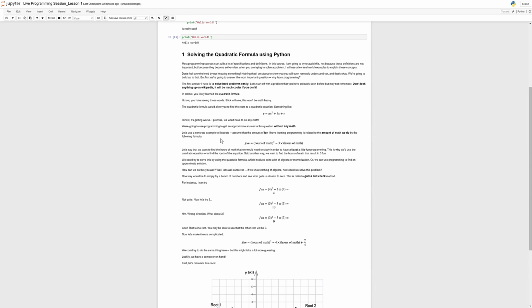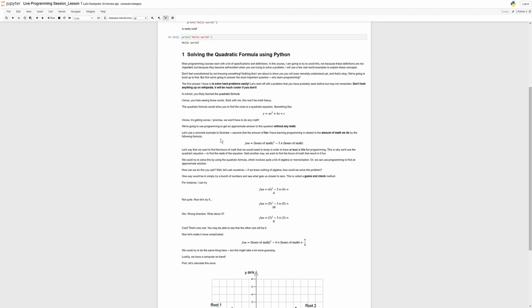Now, the way that this course is going to be structured, we're going to actually be using problems to teach us the concepts. A lot of programming courses and tutorials will start from the very basic concepts and then use examples as illustrations of those concepts. We're going to flip that on its head.